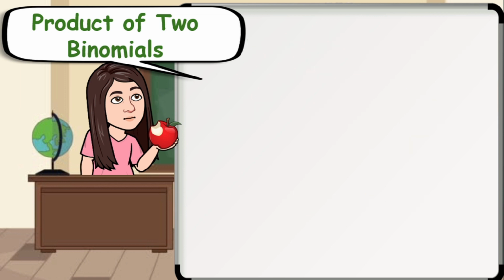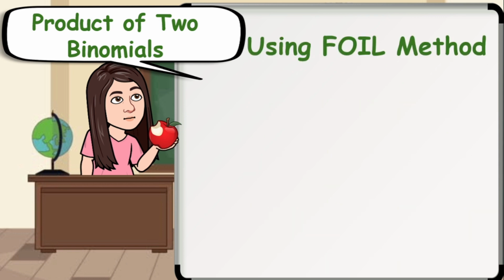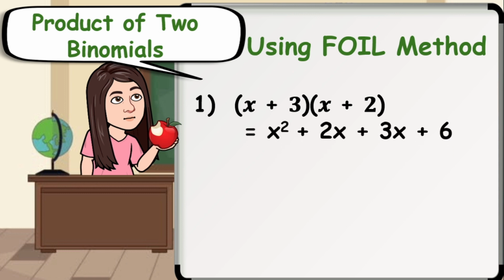Let's have more examples on product of two binomials. Number 1. The quantity of x plus 3 times the quantity of x plus 2. Using the FOIL method, we multiply the first terms, which is x times x is x squared. Multiply the outer terms, x times 2 is positive 2x. Multiply the inner terms, 3 times x, which is 3x. And multiply the last terms. 3 times 2 is positive 6.